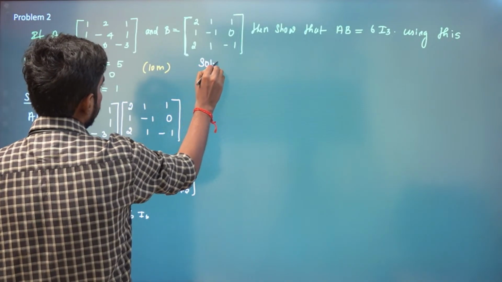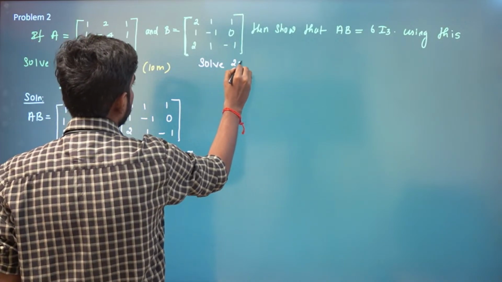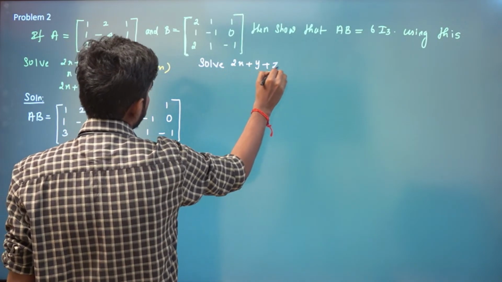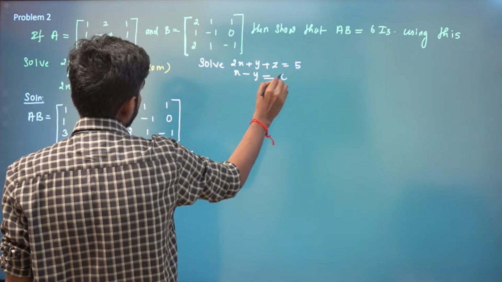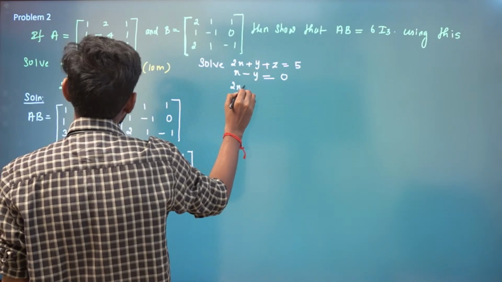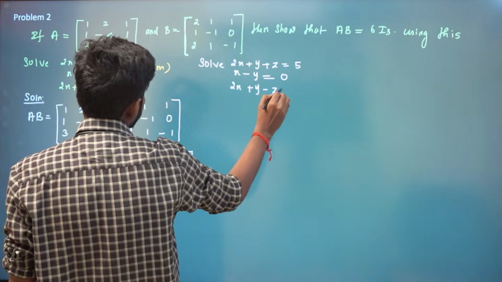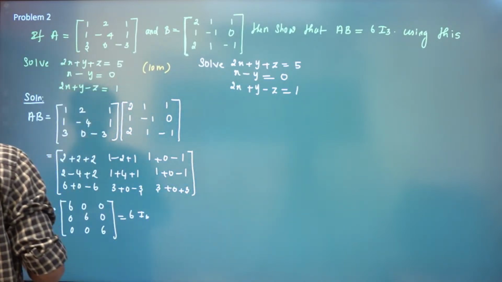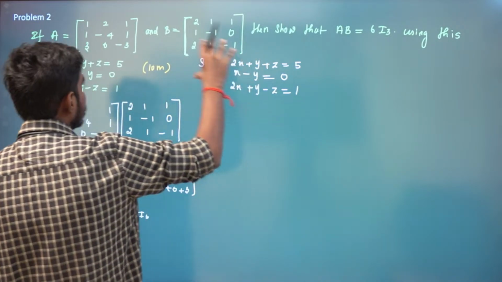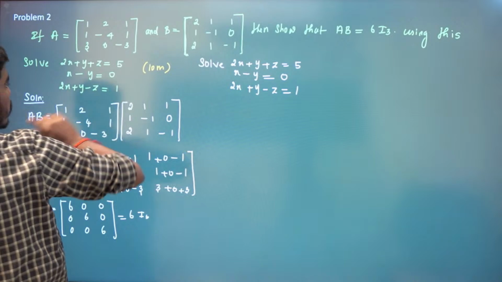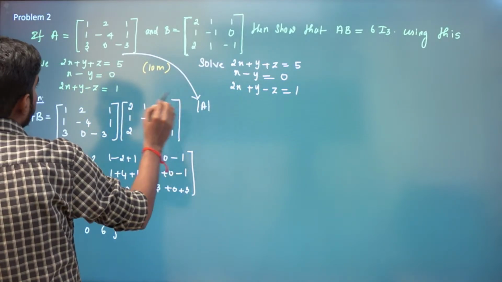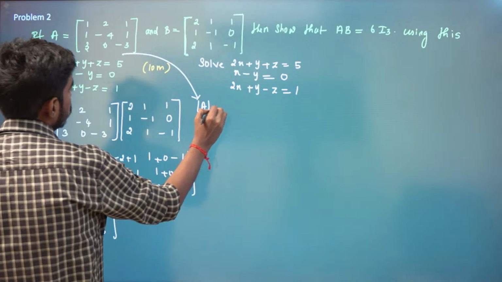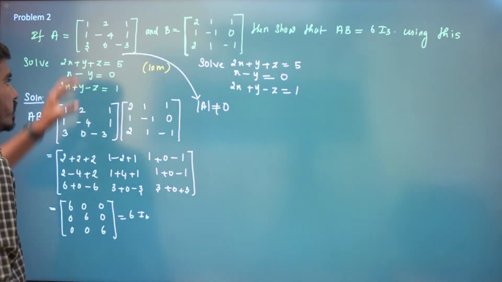Now we need to solve 2x plus y plus z is equal to 5, x minus y is equal to 0, 2x plus y minus z is equal to 1. See, actually, this coefficient matrix is nothing but your A matrix, right? Can you infer what is the determinant of this matrix? It will be non-zero, right? Just find the determinant for this matrix.